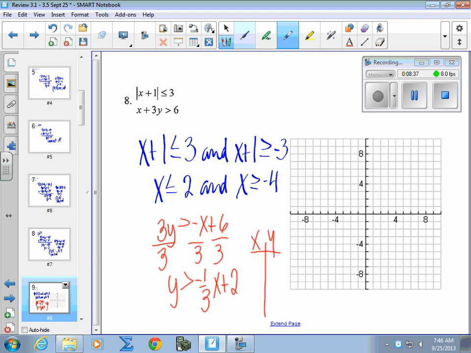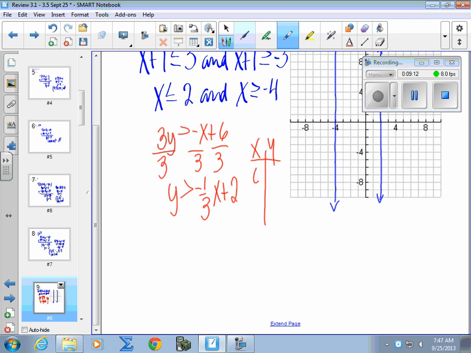So what kind of lines are x is equal to some number? X is equal to some number is a vertical line. So we'll have a vertical line on x is equal to 2. It is solid. We'll have a vertical line on x is equal to negative 4. It is also solid. We plug in some numbers in our red equation. We plug in 0, we get 2. We plug in 3, we get 1. We plug in negative 3, we get 3.